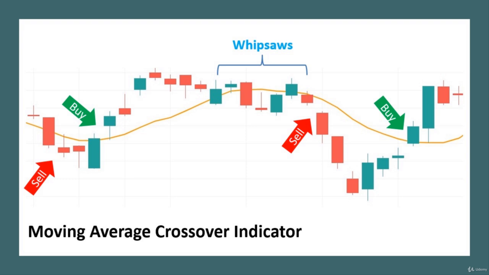And simply how the indicator would work is if the price goes below the moving average, that's a sell signal. And if it goes above the moving average, that's a buy signal. And you can see where we have different sell and buy signals here on this particular chart.